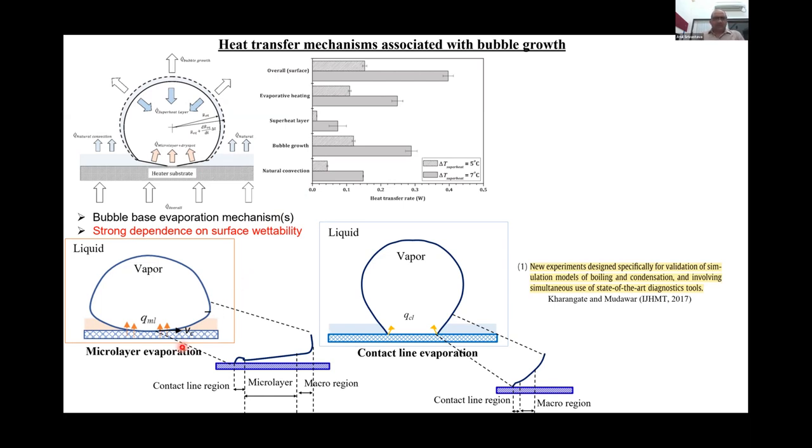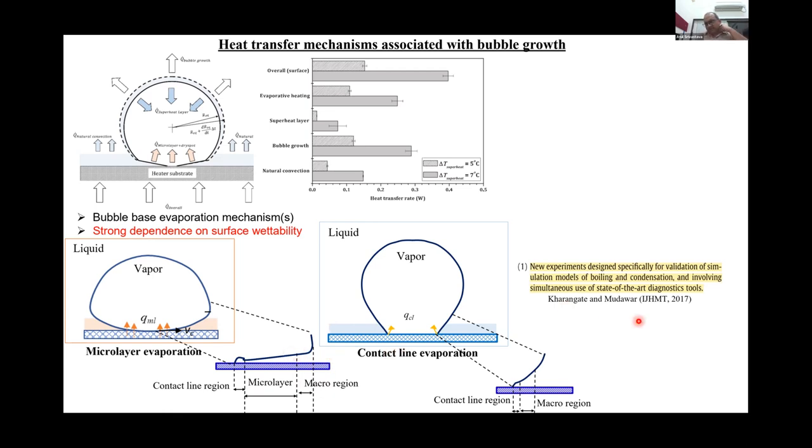If the surface is a bit hydrophilic, people have reported microlayer evaporation, but as the wettability changes, primarily the contact line evaporation comes into the picture. Sometimes microlayer as well as contact line evaporation also exist simultaneously. Schematically, this is the region of the microlayer, which is a few microns or a few tens of microns in thickness, followed by a macro region. This is the interface of the bulk fluid with the micro region.